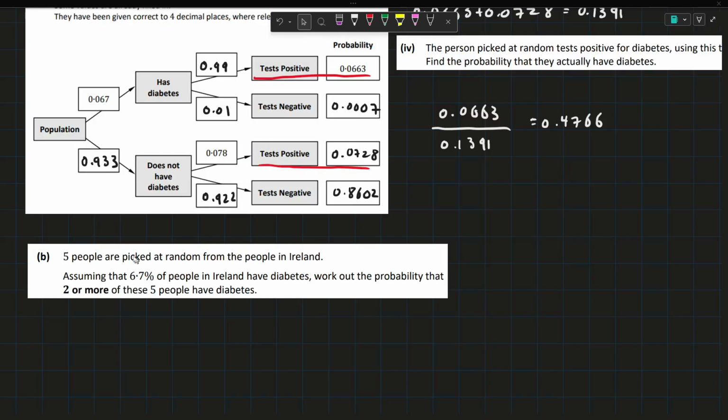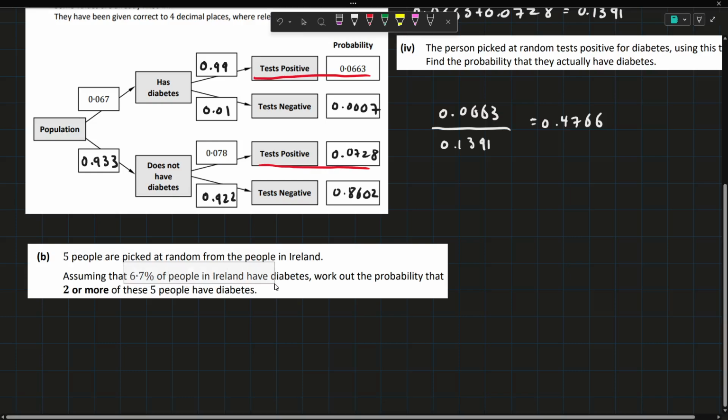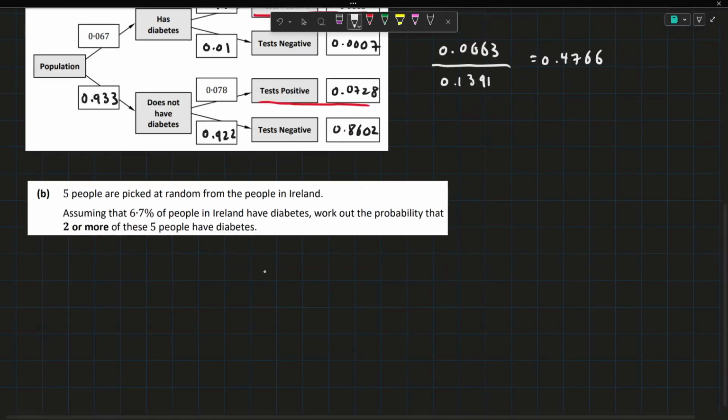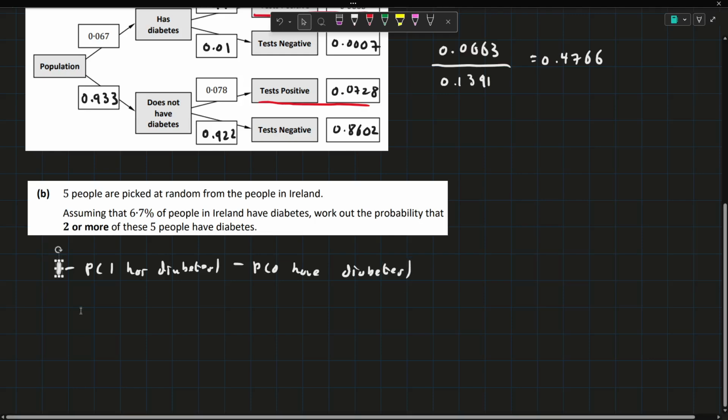Then we're told 5 people are picked. Assume that 6.7% of them have diabetes. What's the probability that 2 or more of the 5 of these people have diabetes? So basically, 0.067 is the probability that they do. So 0.933 is the probability that they don't. So the probability that 2 or more, well, that's going to be 1 minus the probability that 1 has diabetes, minus the probability that 0 have diabetes. So 1 is all options, and then we're taking out the options where 1 person has diabetes and the options where 0 people have diabetes.